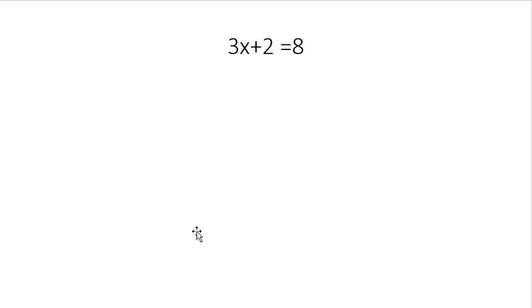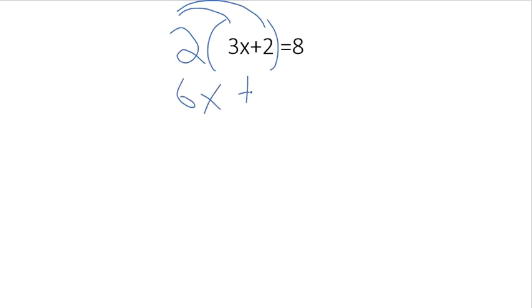Let's take this a step further. Let's include some distribution now. So we're going to add parentheses, which tells us that we're going to distribute. It's the same as multiplying whatever is in front by what's on the inside. In this case, we're going to multiply 2 by 3x as well as 2 times 2. 2 times 3x is 6x plus, the plus comes from what's just left in the equation, and then 2 times 2 is 4. This is all equal to 8.